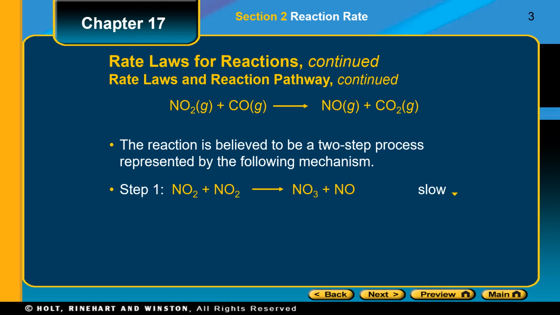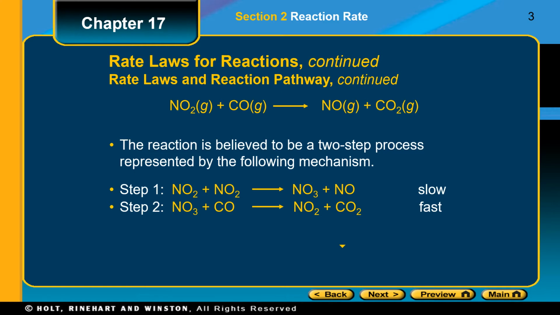And this step, we've determined through experimentation, actually occurs slowly. The second step is where the nitrogen trioxide, this intermediate, reacts with the carbon monoxide to finally form nitrogen dioxide and carbon dioxide. And that step apparently takes place rapidly.